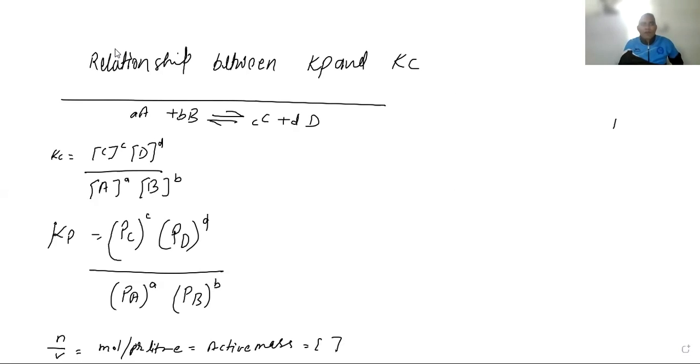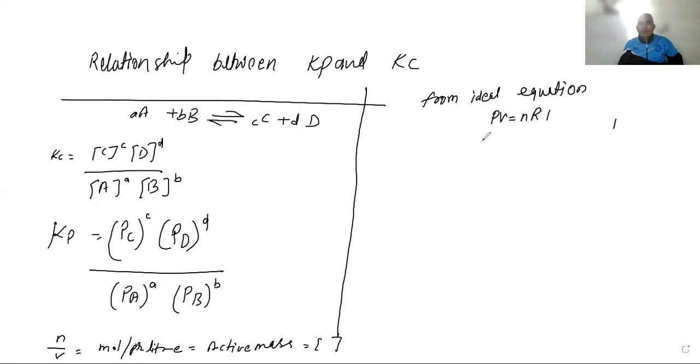So how are we going from the ideal gas equation? What is the ideal gas equation? PV equals nRT. So P is equal to n by V times RT. So n by V we can write as the square bracket, so P is equal to the bracket times RT.